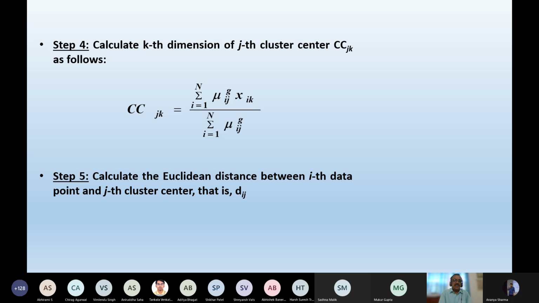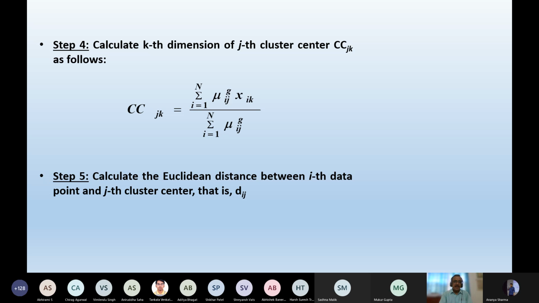Okay. Now step 4, calculate the kth dimension of the jth cluster center, that is nothing but CCJK, and the CCJK is nothing but summation i equals 1 to n of mu ij raised to the power g times xik, divided by summation i equals 1 to n of mu ij raised to the power g. So this is the way we update or calculate the kth dimension of the jth cluster.